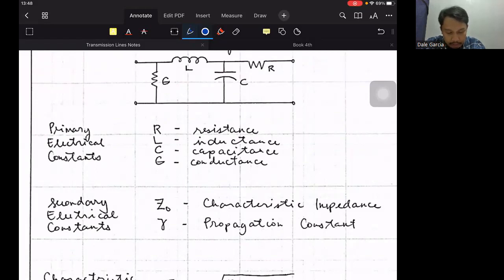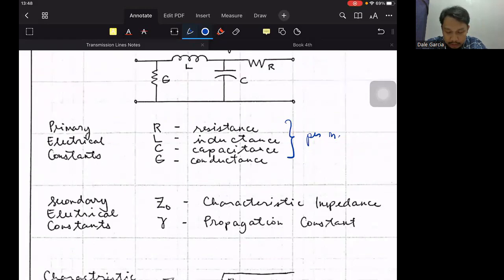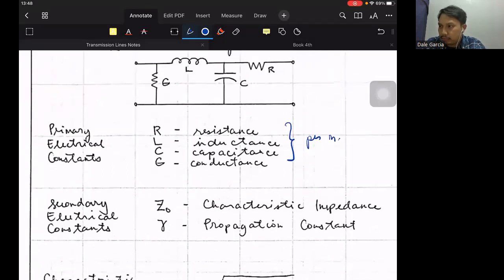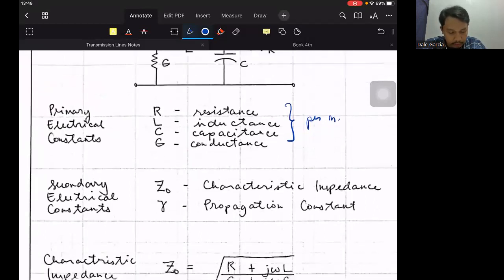Resistance and conductance are measured in conductance units, the opposite of ohms, with resistance in ohms per meter. These four are measured per length, usually per meter. So ohms per meter, henries per meter, farads per meter, and along with conductance, mhos per meter. Okay. Inverse.